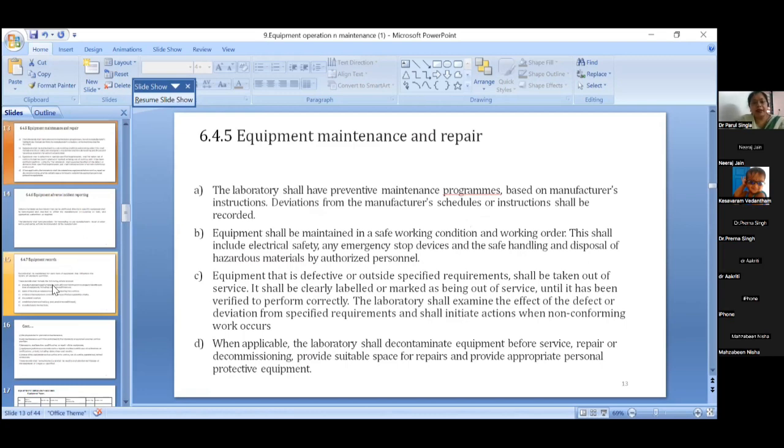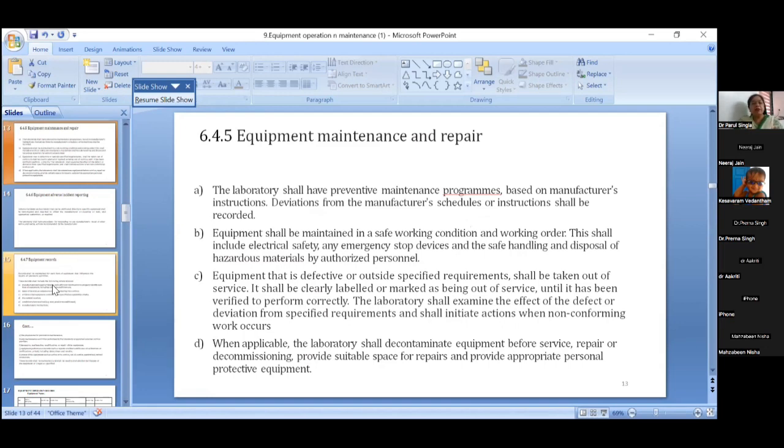Then equipment maintenance and repair. The lab shall have a procedure. The lab shall have a preventive maintenance program. We have to follow the equipment manufacturer instructions. You have to follow the daily maintenance, weekly and monthly maintenance, 3 monthly maintenance, whatever has been said by the manufacturer. But along with that, you should have a preventive maintenance.